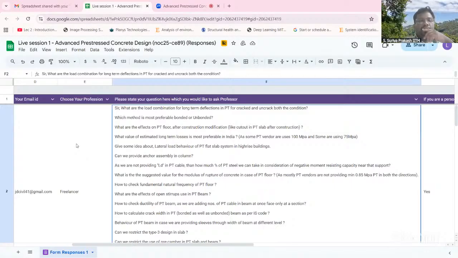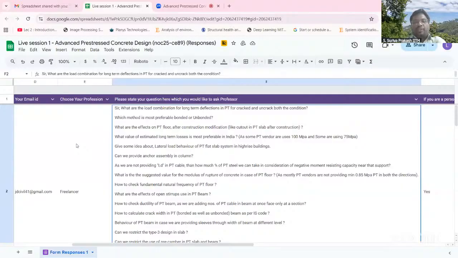Yeah, so let's move on. Go to the next. Okay, are we okay that we have discussed it? What is the suggested value of modulus of rupture of concrete in case of a PT floor? As most of the vendors are not providing minimum 0.85 megapascal PT in both the directions. Okay, but that's the minimum requirement. So I'm surprised why they are not providing that.